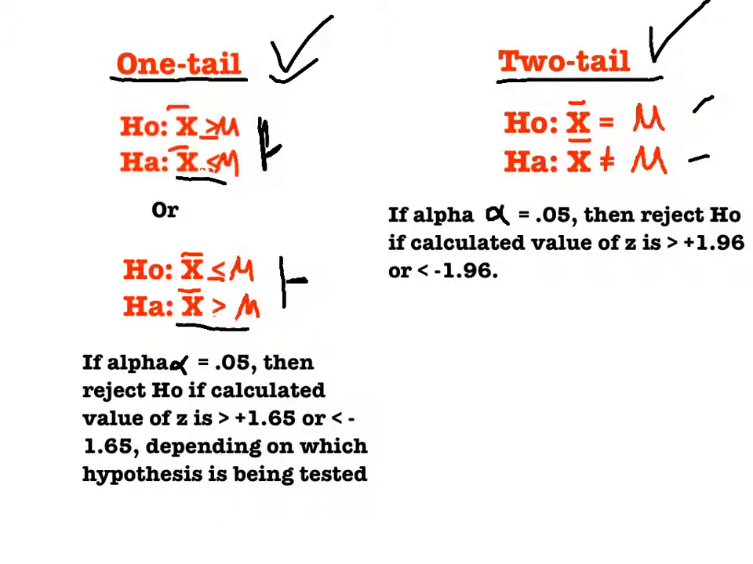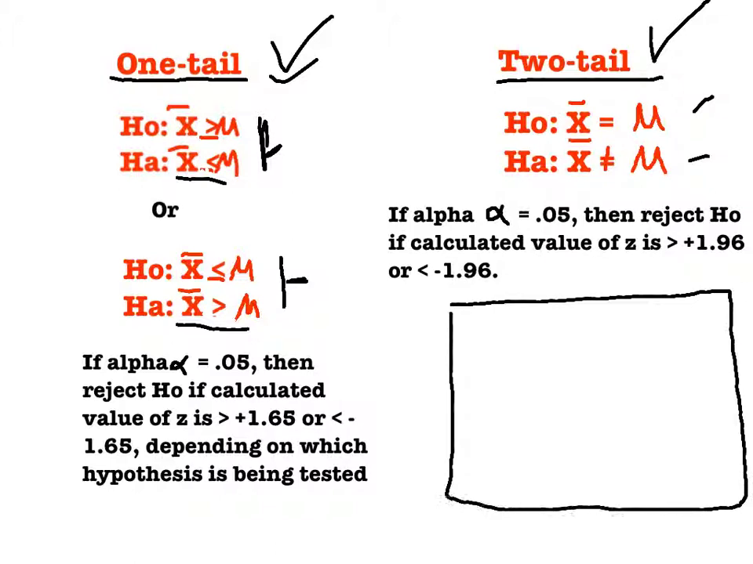Also remember that the critical values associated with alpha change depending on whether or not it's a one-tailed or two-tailed test, and also whether or not it is an alpha level of 0.05 or 0.01. Remember in class, I drew the table where we had the one-tail and the two-tail test.